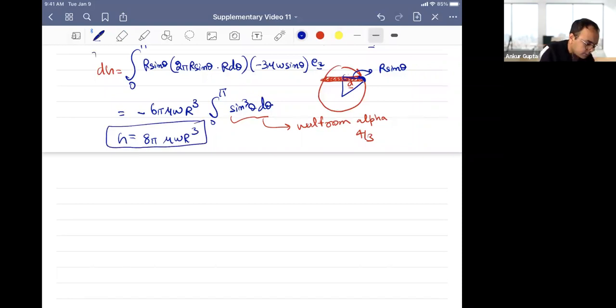So dg, and so that becomes G. Okay, 8 pi omega r cube. Let me make sure that this direction is actually correct. Yeah, the book says correct. So this is what you get as the value.